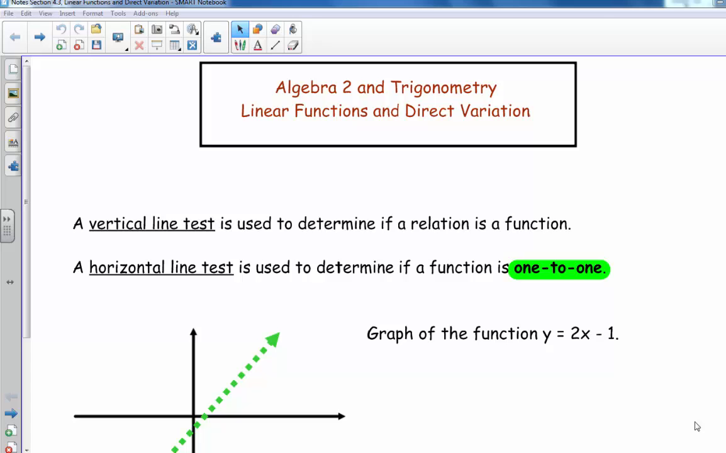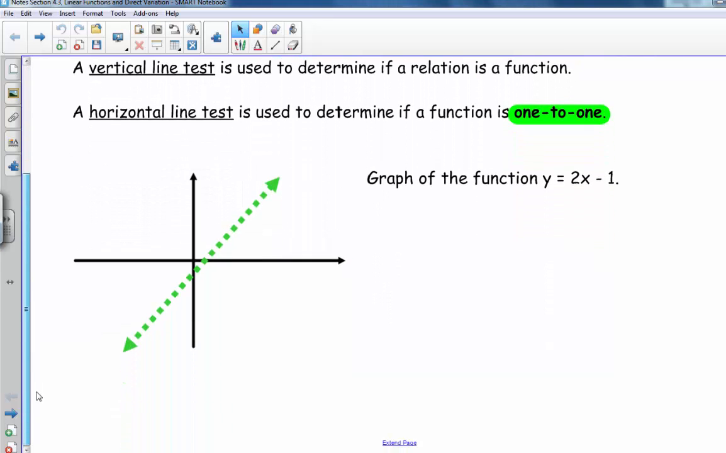If you determine that it is a function, then you can also determine if the function is one-to-one. So first you must say, is it a function? You have to do the vertical line test to determine if it's a function. If it is a function, you can do a horizontal line test to determine if it is 1-to-1.